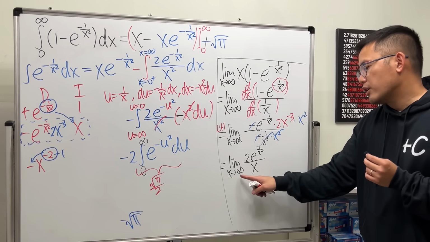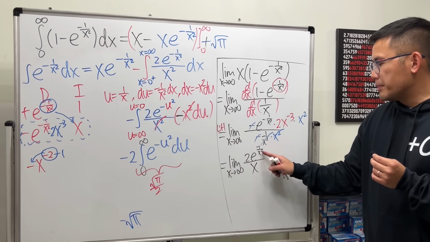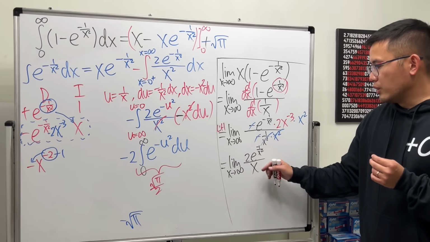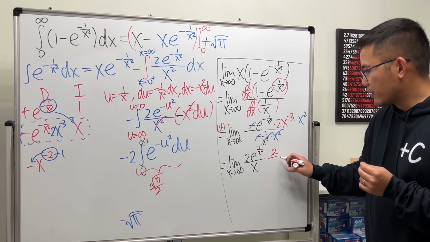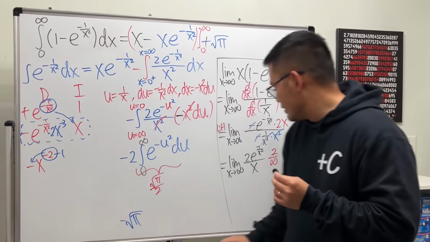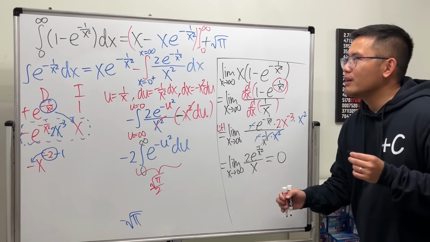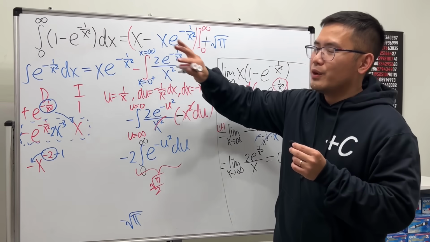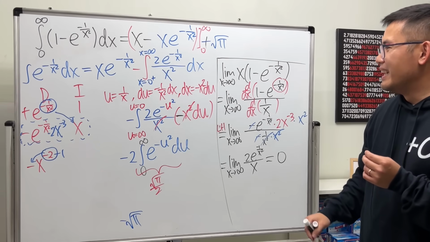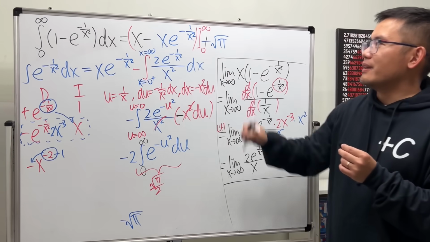Much better. Now if you put infinity to here, on the bottom is infinity. On the top here, negative 1 over infinity squared, it will be 0. So you really just get 2 over infinity, which will just give you 0. So we conclude that that will give us 0. When you put infinity to here, we get 0, all right? So that's that.